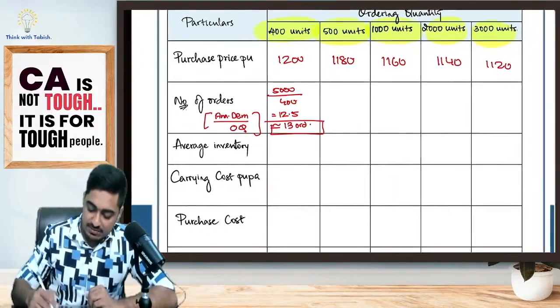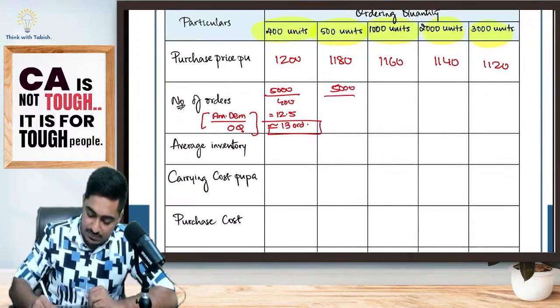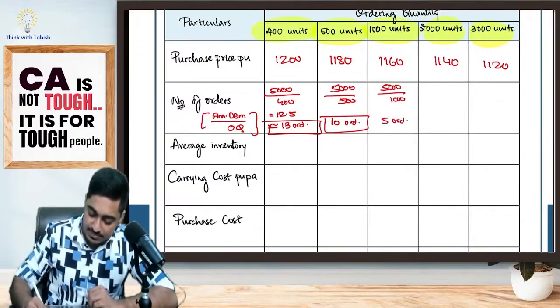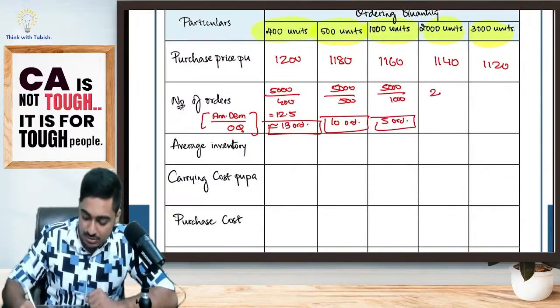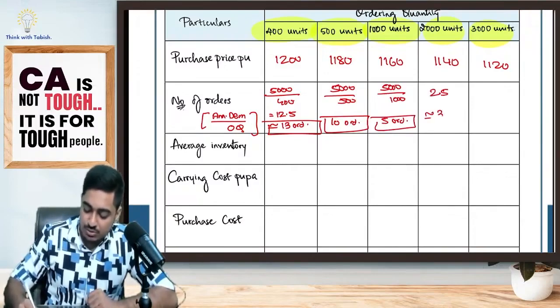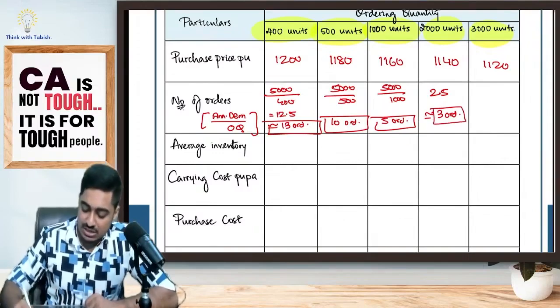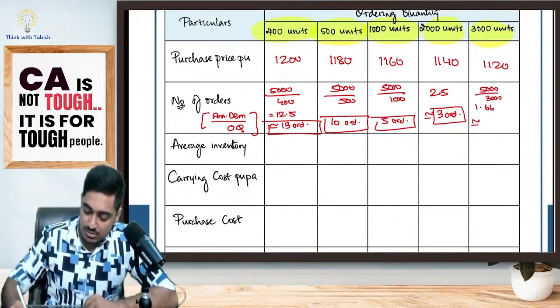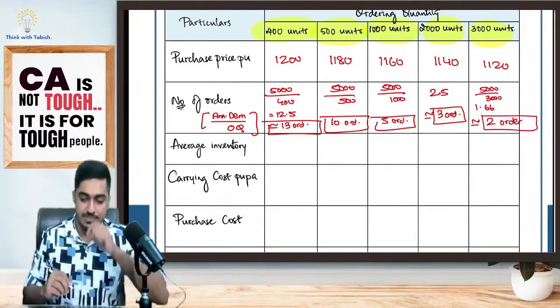If I am buying 500 at a time, 5000 divided by 500 gives exactly 10 orders. If I am buying 1000, it is 5 orders. If I am buying 2000, it will be 2.5. Is it possible to place 2.5 orders? No, I'll have to place 3 orders. If I am placing 3000, 5000 divided by 3000 is 1.66. Is it possible? No, that means I'll have to place 2 orders. Yes or no, everyone? Is this clear?